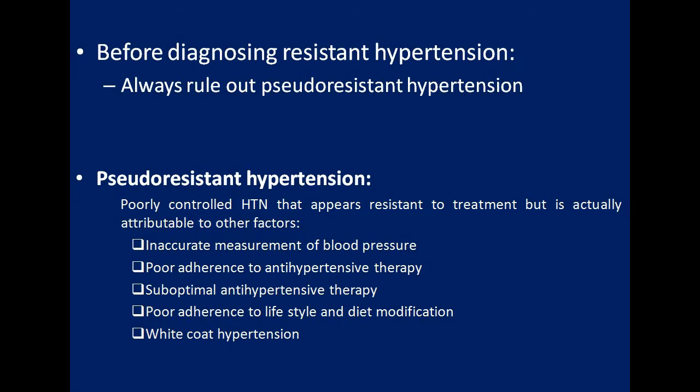Before diagnosing resistant hypertension, we should always rule out pseudo-resistant hypertension. Pseudo-resistant hypertension is poorly controlled hypertension that appears resistant to treatment but is actually attributed to other factors like inaccurate measurement of blood pressure, poor adherence to antihypertensive therapy, suboptimal therapy, poor adherence to lifestyle and dietary modification, and in some cases white coat hypertension.